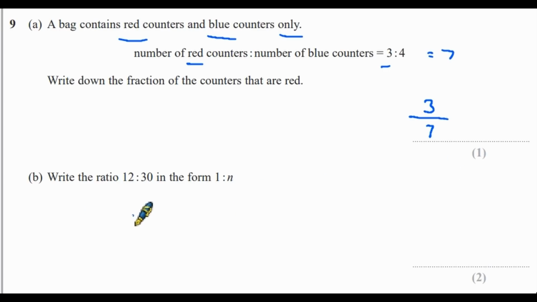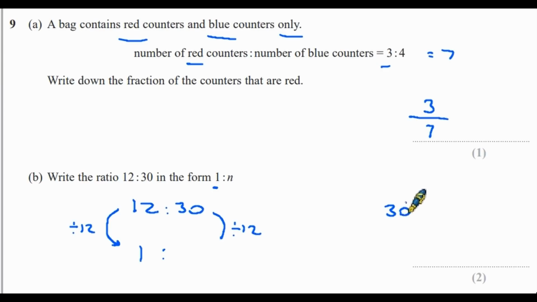Question B asks us to write the ratio 12 to 30 in the form 1 to n. So we are simplifying this, but we are taking it right down to 1 to n. Let's have a look at this. We're starting with 12 to 30. We need to take the left-hand side down to 1. So in order to do that, we would divide it by 12. 12 divided by 12 is 1. With a ratio, whatever you do with one side, we have to do the other. So it would be 30 divided by 12.